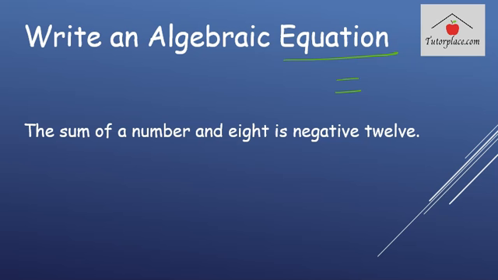Okay, so the sum of a number, so I don't know my number, but I know sum means to add. The sum of a number and 8, so n plus 8. Now this is really important. Is always means equals. So whenever you have the word is, that's where you're going to put your equal sign. The sum of a number and 8, so n plus 8, equals negative 12. N plus 8 equals negative 12.